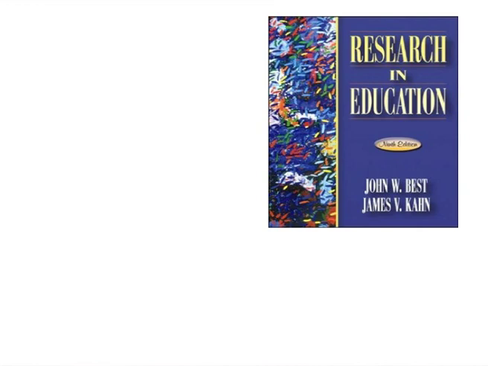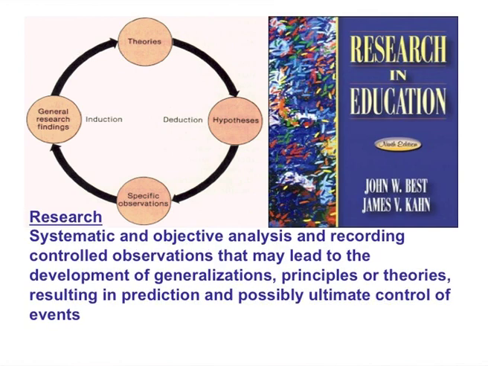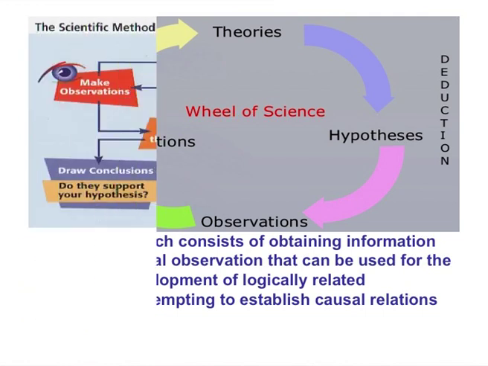John W. Best endorses the above purpose and method of research in his definition. He defines research as the systematic and objective analysis and recording of controlled observations that may lead to the development of generalizations, principles or theories, resulting in prediction and possibly ultimate control of events. Scientific research consists of obtaining information through empirical observation that can be used for the systematic development of logically related propositions, attempting to establish causal relations among variables.